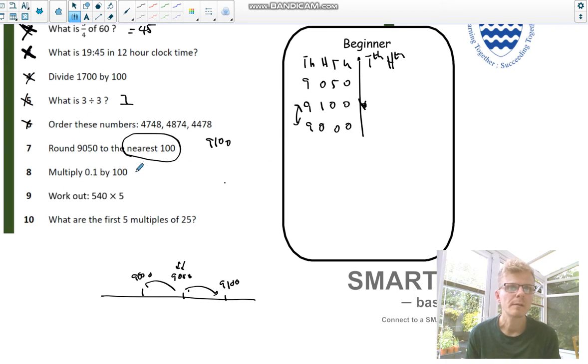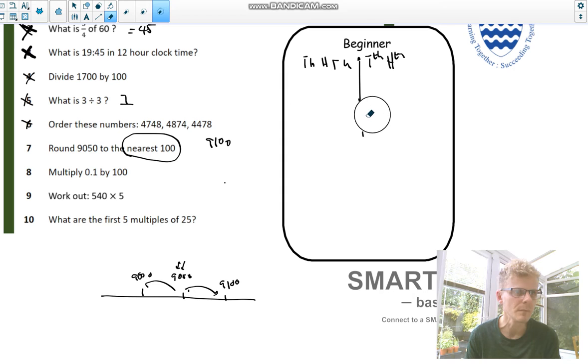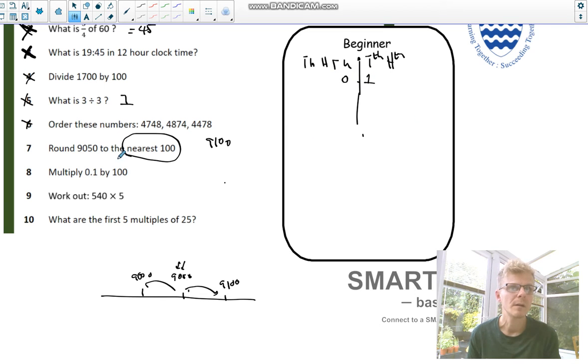Okay, so multiply 0.1 by 100. Well, again, look how useful these hundreds, tens and thousands column titles end up being. So always worth drawing stuff out. So let's place our 0.1. So we've got no units, decimal place, 1/10. So this time I'm going to multiply by 100. When we divided by 100, we moved all our digits 2 places to the right. So now we'll come 2 places to the left.